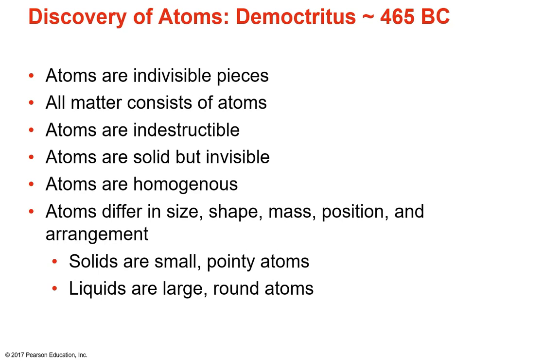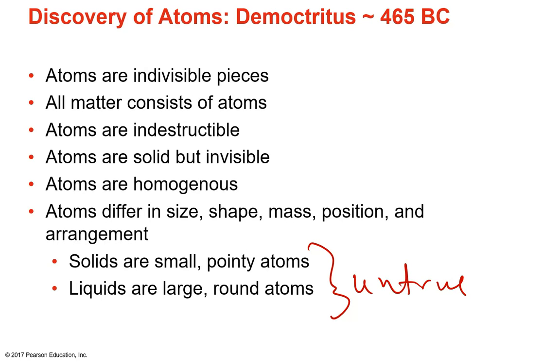I feel like that's a way of saying you can't actually see it because it's so small, but they don't have a word for it. Exactly right. That is exactly right. Atoms are homogeneous. Well, we'll learn about that later. They differ in size, shape, mass, position, arrangement. They're small. He believed these are absolutely untrue.